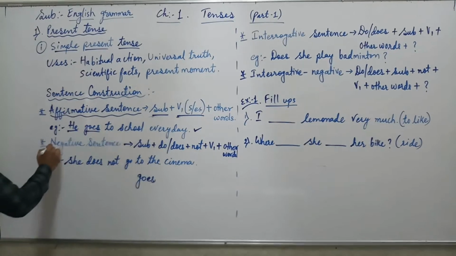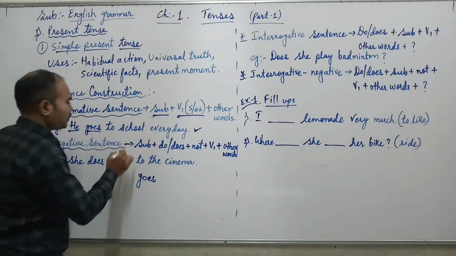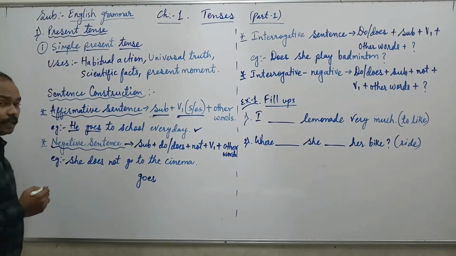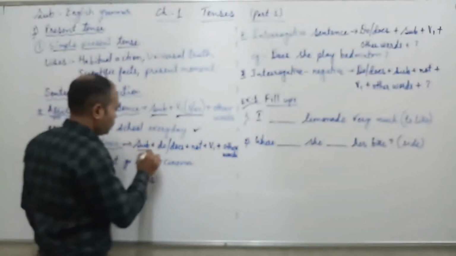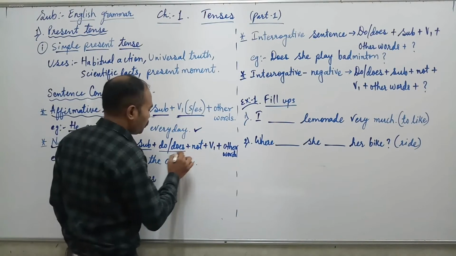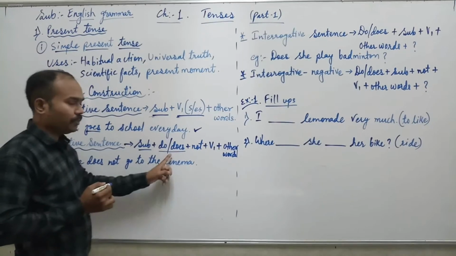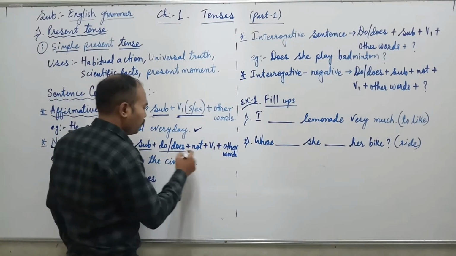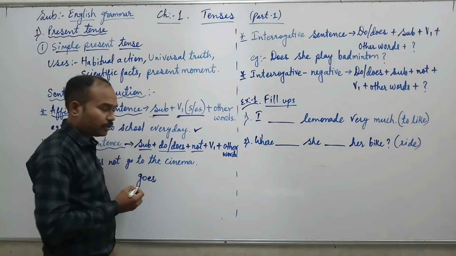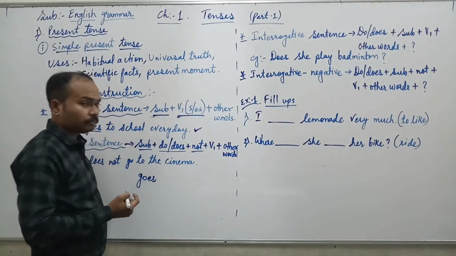Now how to make a negative sentence in simple present tense? The structure is here. It starts with the subject, then you have to use do/does. This is what you have to use in simple present tense to make a negative sentence. Do/does is followed by the word not. Very much important thing.